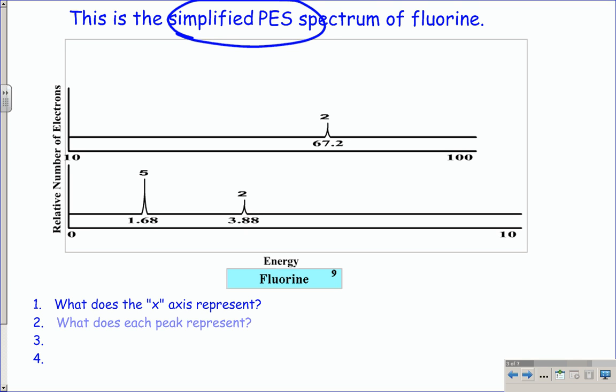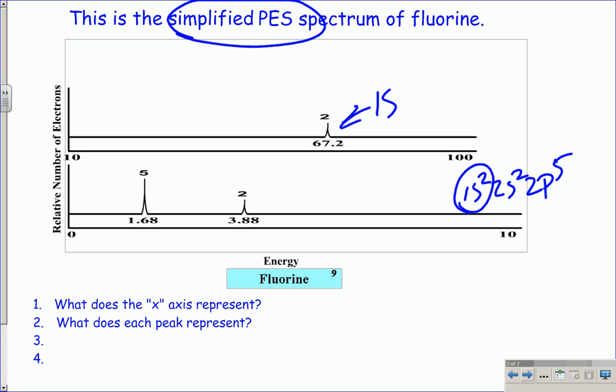Second question, what does each peak represent? Well, when you take a look at your peak here, you have to think about, remember I said this was fluorine, and fluorine is 1s2, 2s2, 2p5. Now think about trying to remove these electrons. Now, the 1s electrons are going to be very close to the nucleus. By Coulomb's law, then, they should have significantly higher binding energies than the rest of the electrons in here. So which one is our highest? Well, that's this one right here.